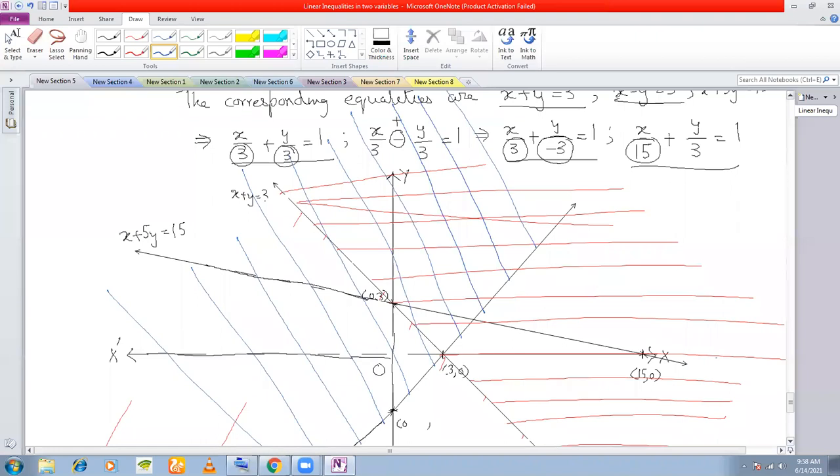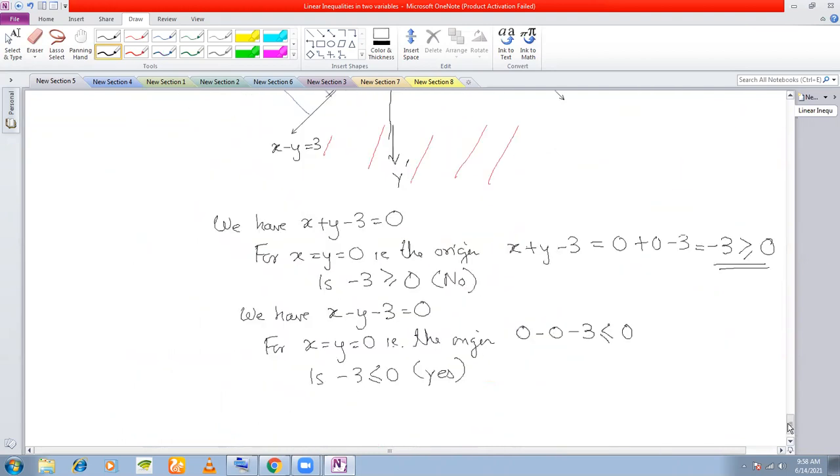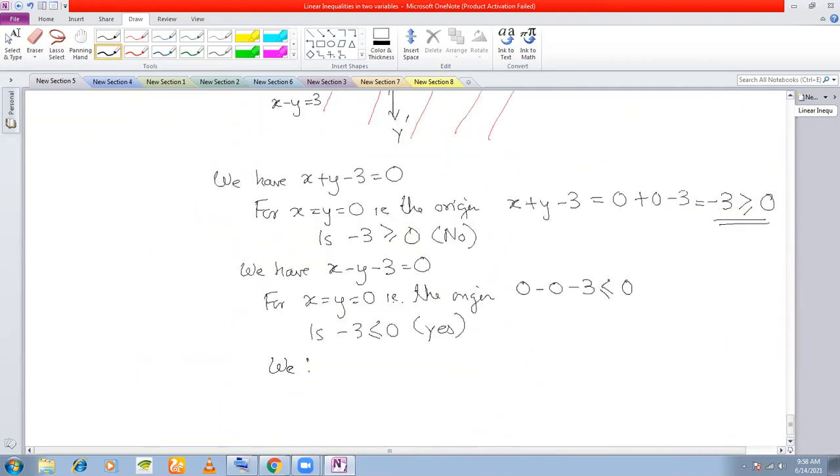All this is the origin side. And finally, the last equation. x plus 5y is equal to 15. So we have x plus 5y minus 15 is equal to 0. For x equal to y equal to 0, that is the origin.